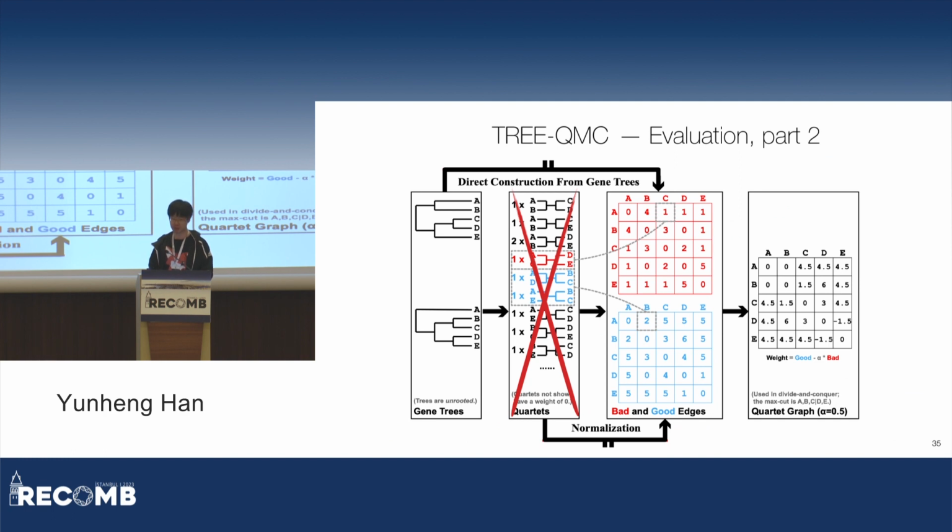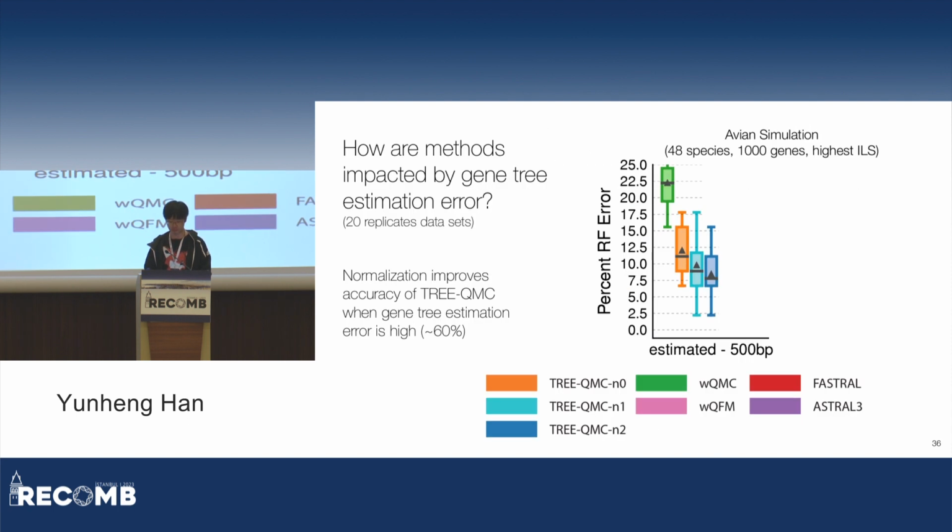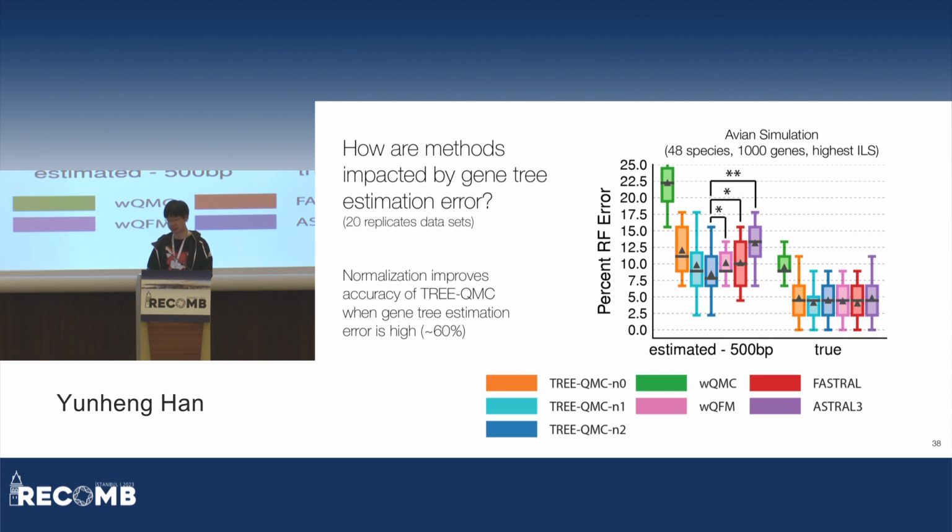Now we introduce our evaluation of the TREE-QMC method when we apply normalization. We found that our TREE-QMC method is more accurate, especially when there are errors in the estimated gene trees. But when there are not many errors in the input gene trees, all the methods perform just as well.